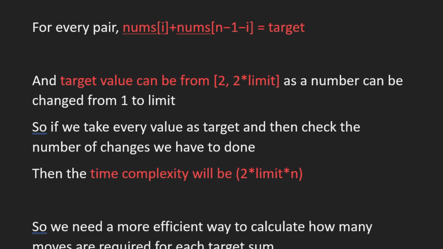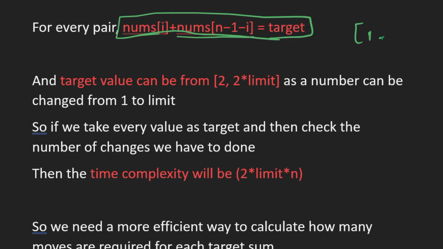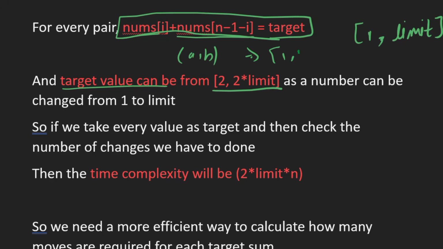So let's move to the approach part. Basically, what we have to do is, for every pair, nums[i] plus nums[n - i - 1] should be equal to a target value. Now, as we know, we can replace a number from 1 to limit, right? So the target value range can be from 2 to 2 times limit. Suppose we have a pair a, b. If we replace both a and b with 1, then we get the sum as 2. So that's the minimum sum, right?